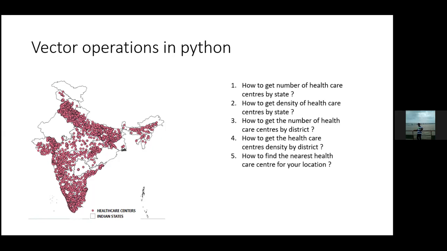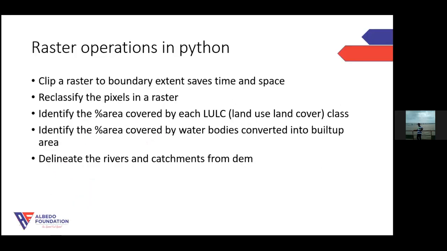Then how to get the nearest healthcare center to your location. There is a provision to calculate the distance between two points in Python GIS programming. You can just enter the latitude and longitude of your location, give the healthcare centers point shapefile as input, and within a minute you will get the nearest healthcare center to your location. That's the advantage of using a programming language. So not only vector file or shapefile operations, there are several applications of Python.